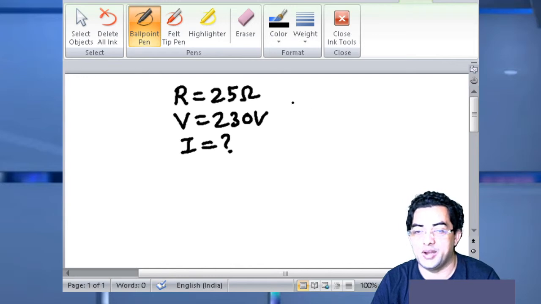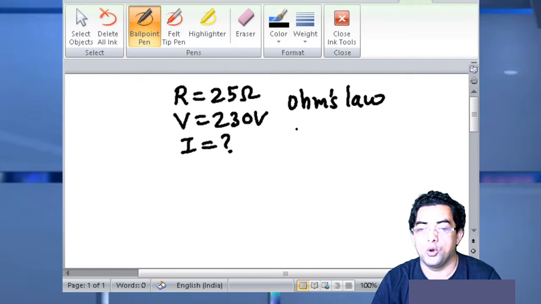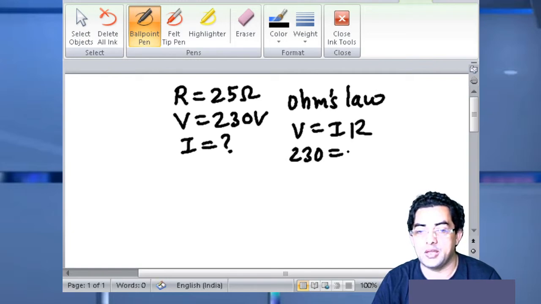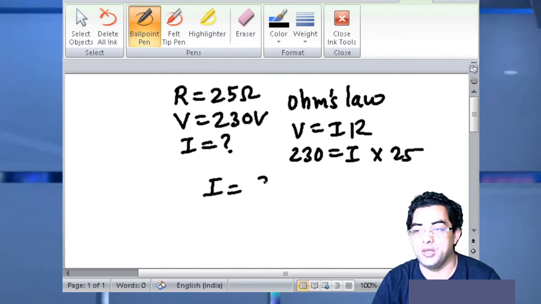Again and again, similar kind of questions pop up. Again, we have got Ohm's law. Ohm's law is V is equal to IR. So V is 230, I we don't know, R is 25. So I will be 230 over 25.